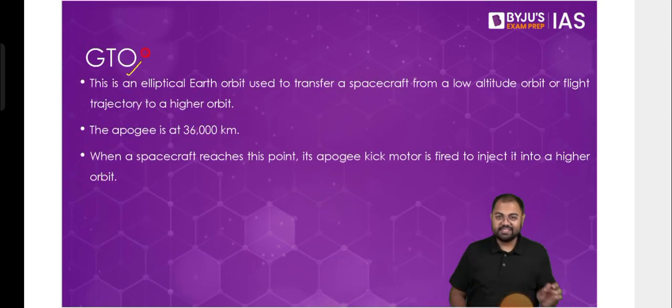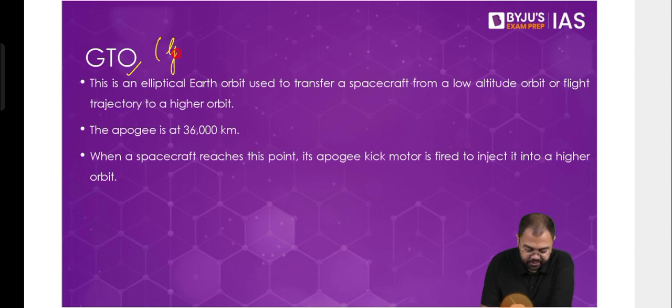Now the last kind of orbit is GTO, or something which is called a geosynchronous transfer orbit.